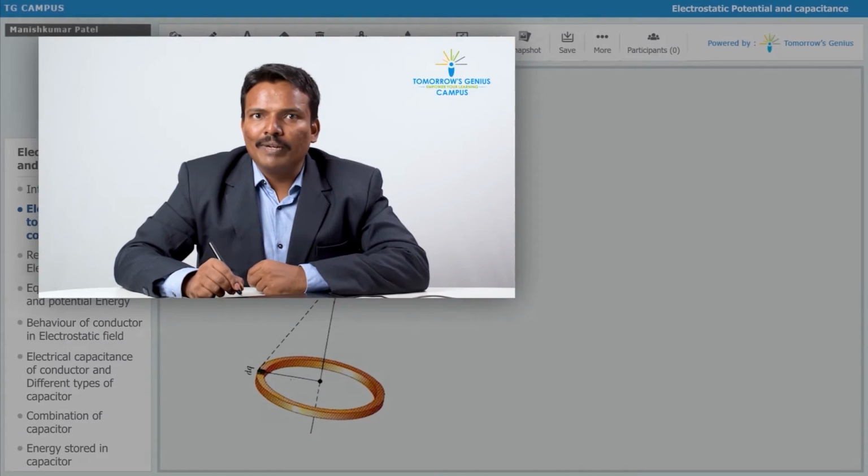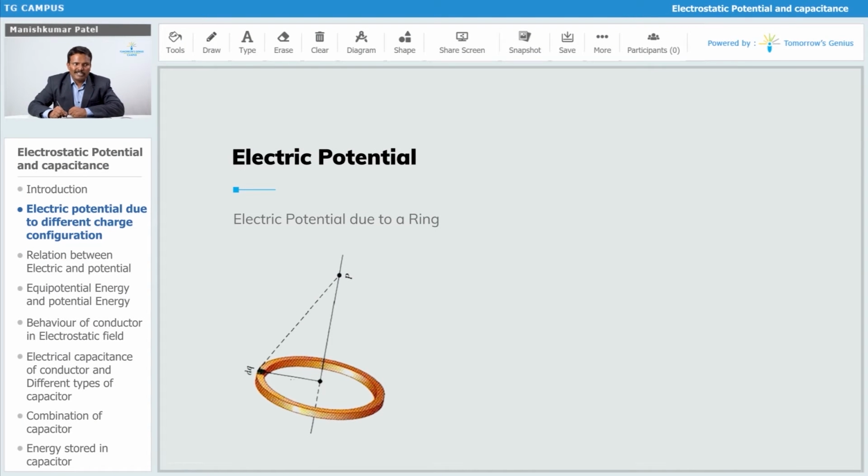Now we will calculate the potential due to this ring. We know that this is your ring and we have to calculate the potential at point P. Let this point P be at a distance z. You can assume that this is at a distance z. Let this distance be r, and this is the radius of the ring, capital R. So consider any point P which is along the axis of this ring.